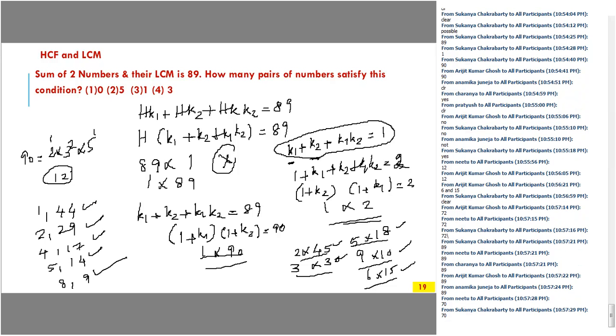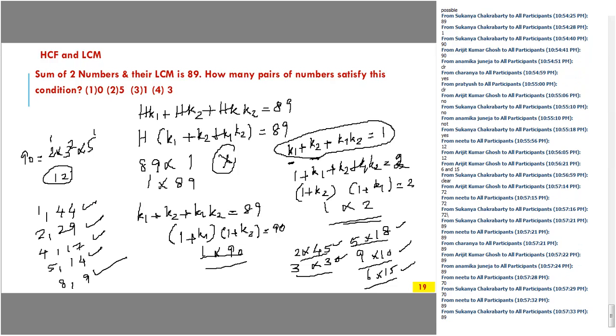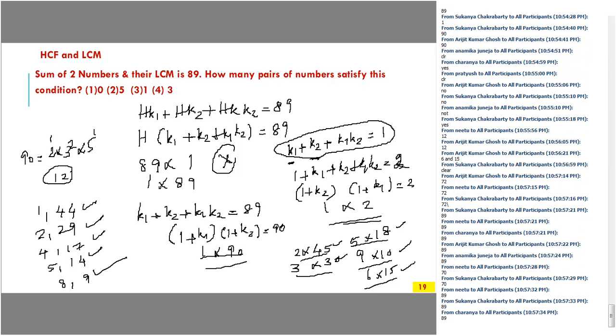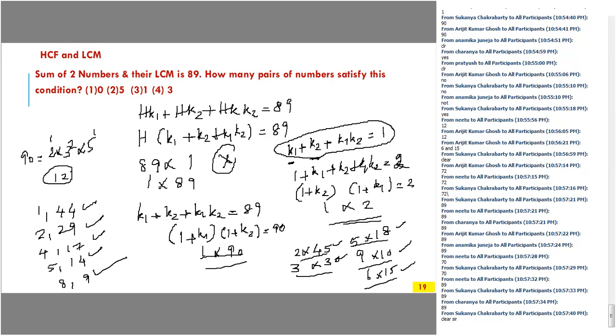5 and 14. What's the LCM of 5 and 14? What is 70 plus 14 plus 5? So all these 5 numbers will satisfy. Are we clear? Right. Next one.